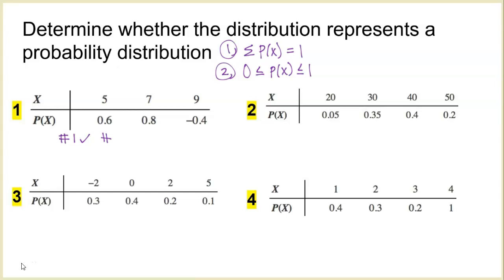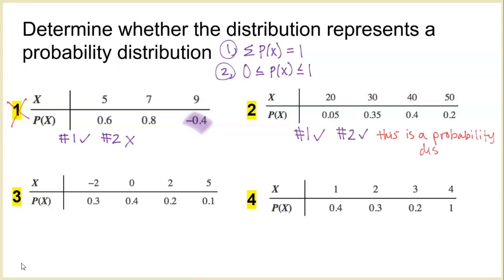However, for the second condition, one of the values is negative. You can't have a negative 40% chance of something happening. So that doesn't fall in line with that second condition. So this would not be a probability distribution. For the second one, again, if we add all those values together, we will get 1. So that checks out, and each one of those values is between 0 and 1. So this would be a probability distribution.